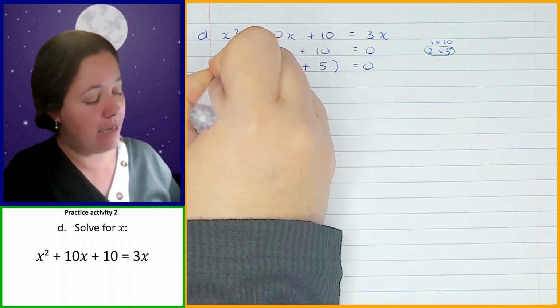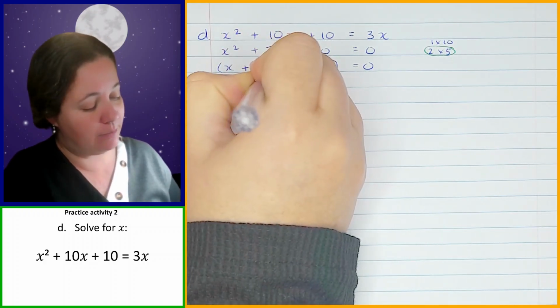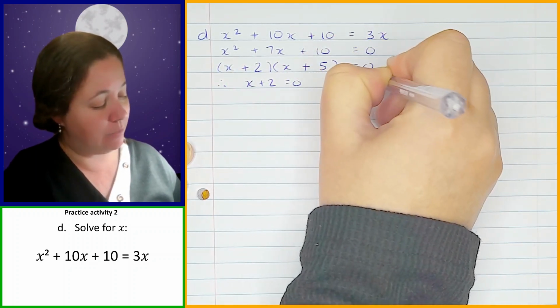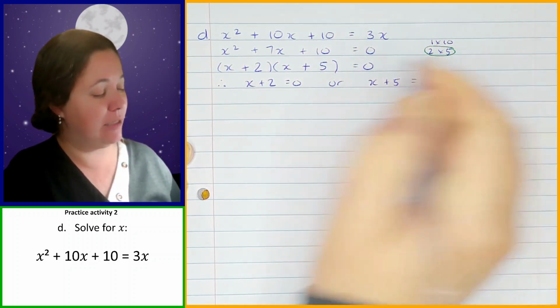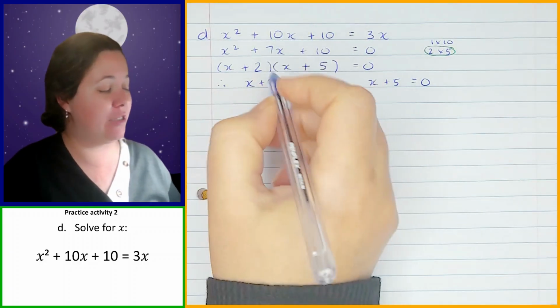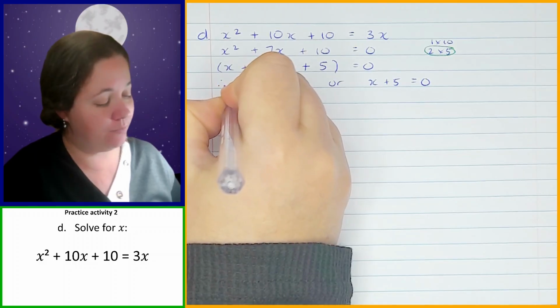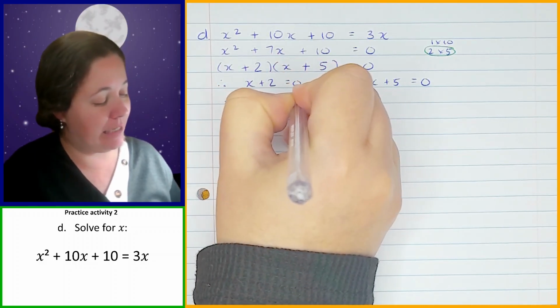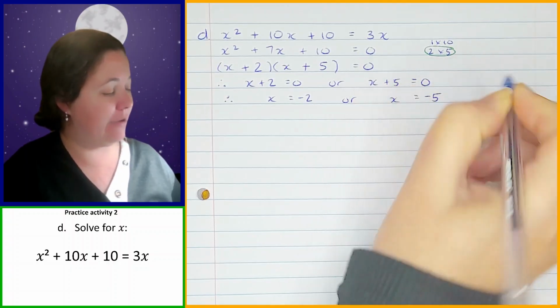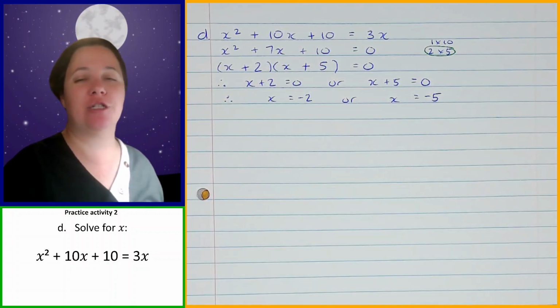So now I can say, therefore, x plus 2 must be equal to 0, or x plus 5 must be equal to 0 in order for me to be able to multiply this together and get 0. Okay, so now I can go and solve for x. So therefore, x is equal to -2 or x is equal to -5. Okay, so that's what we should have got for question D.